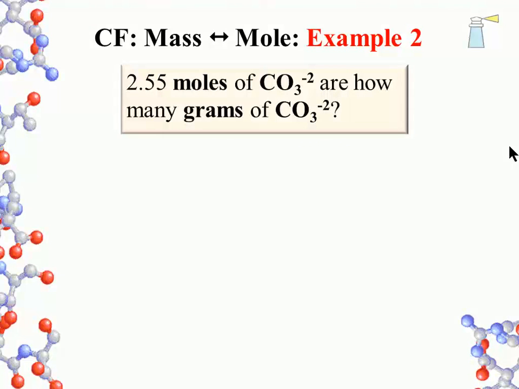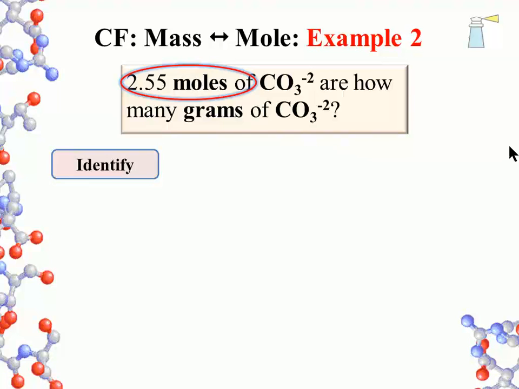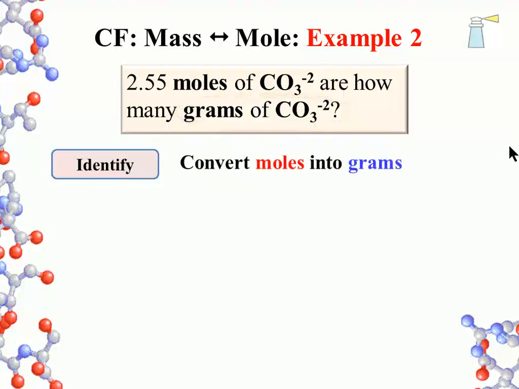For a second example, we are given 2.55 moles of CO3 with a -2 charge and asked to find how many grams of carbonate. Identify the type of conversion. Moles of carbonate have been given and grams of carbonate have been asked for. This one is a conversion of moles into grams.